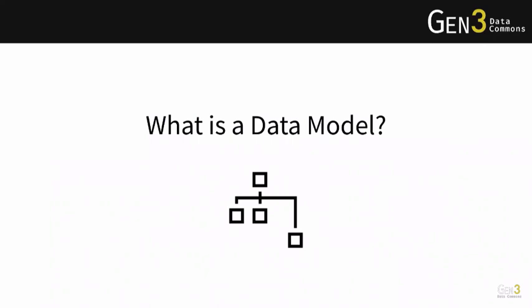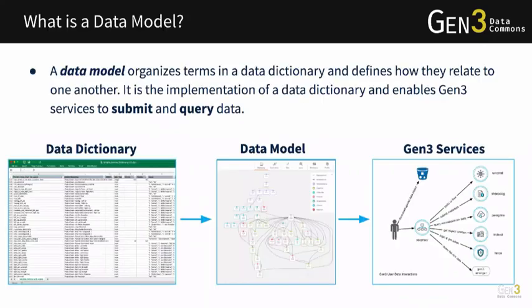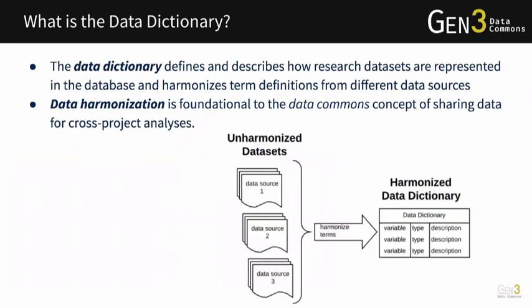So jumping right in, what is a data model? In general, a data model organizes terms in a data dictionary and defines how they relate to one another. It is the implementation of a data dictionary and enables Gen3 services to submit and query data. The data dictionary, on the other hand, defines and describes how research data sets are represented in the database and harmonizes these terms from different data sources.